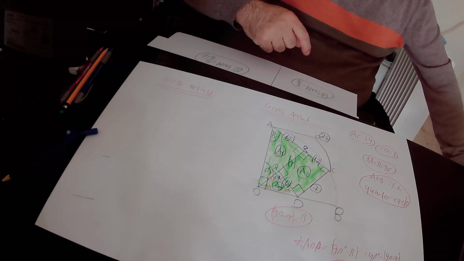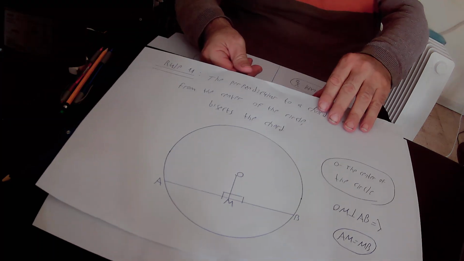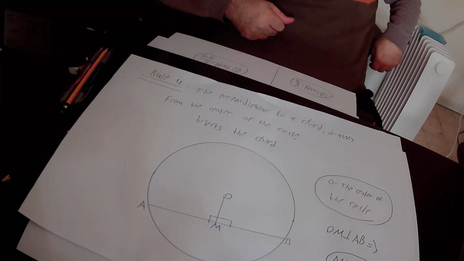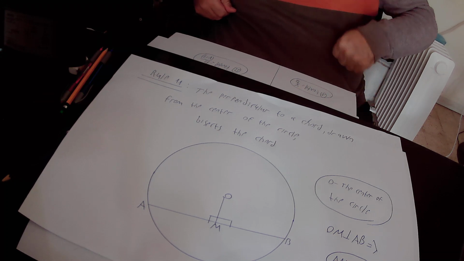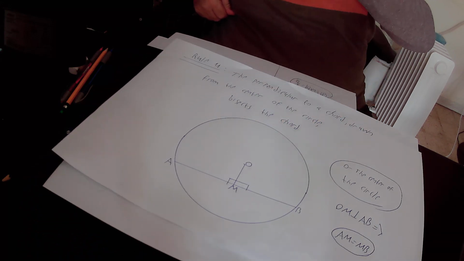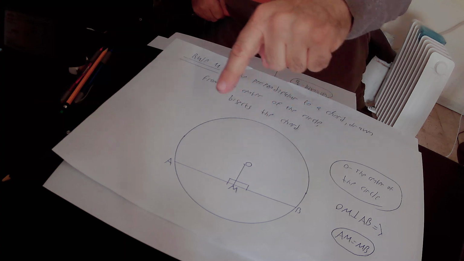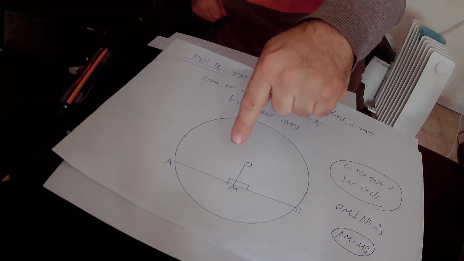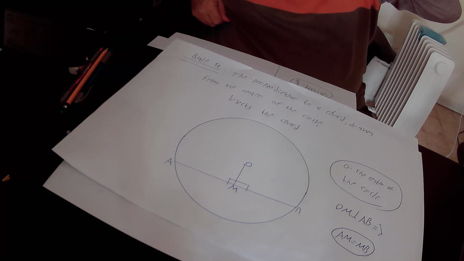And here we have rule number 11. According to rule number 11, the perpendicular to a chord drawn from the center of the circle bisects the chord. Point O is the center of the circle. From point O, we draw perpendicular OM on chord AB. That is to say, this angle equals 90 degrees according to our construction.